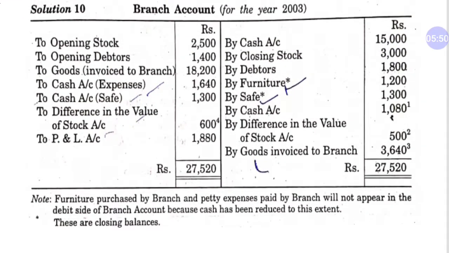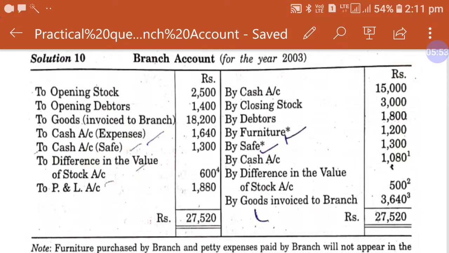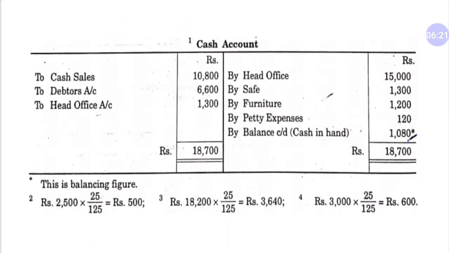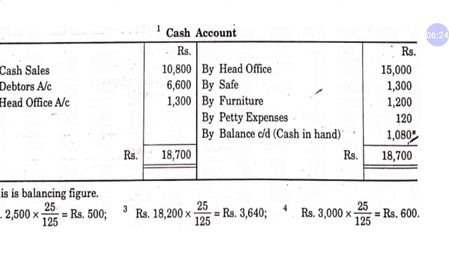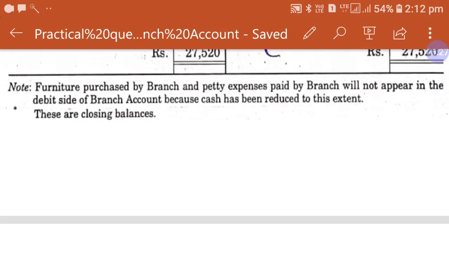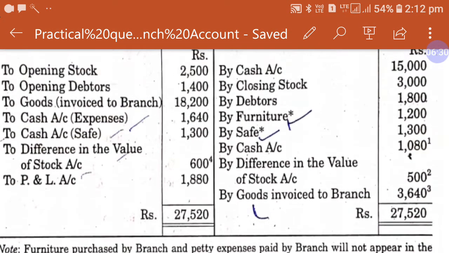It is the difference in the value of opening stock. Opening stock was rupees 2,500. We will have to calculate 25 upon 125 on opening stock to find the difference in the value of stock, rupees 500. Now, to cash expenses 1,600, 640, and to cash it's for purchasing of safe, and this to difference in the value of stock, it is about closing stock. So closing stock is given as 3,000. So we will calculate 3,000 multiplied by 25 upon 125 to get rupees 600. So this is the calculation of difference in the value of closing stock.